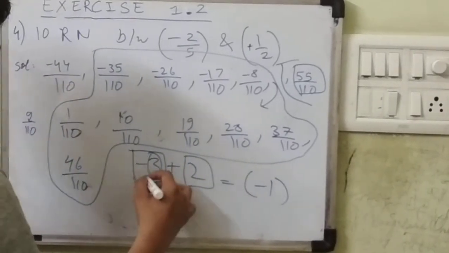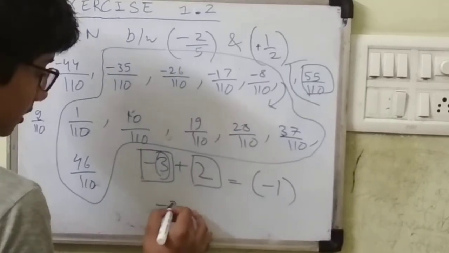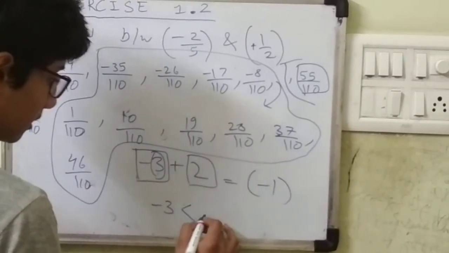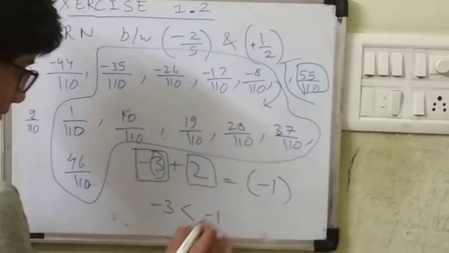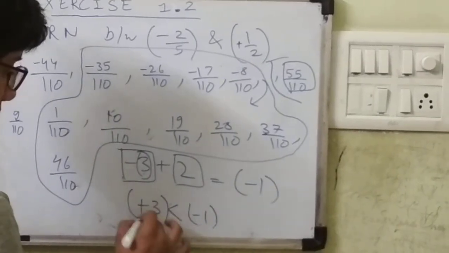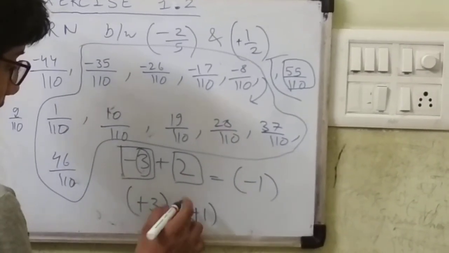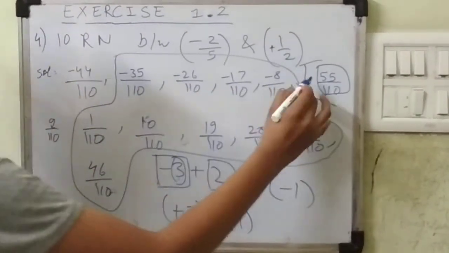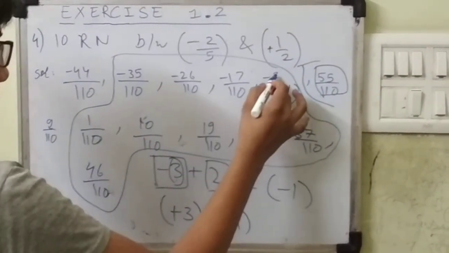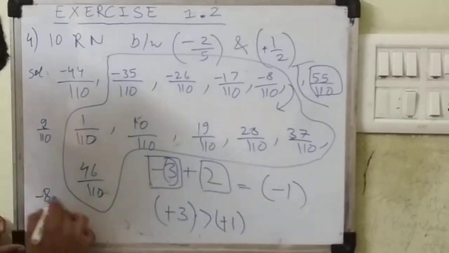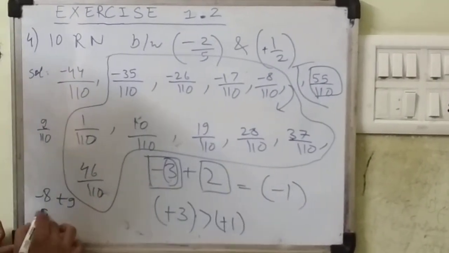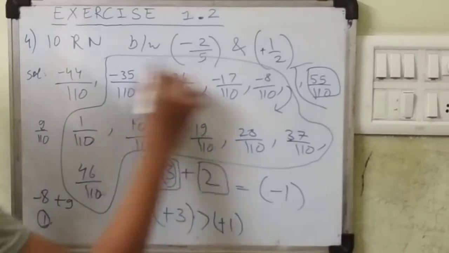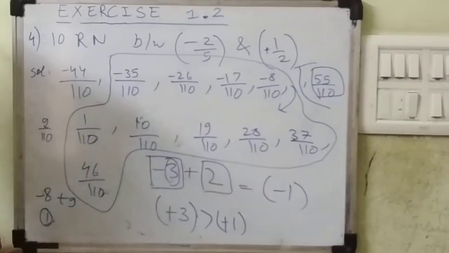number with greater value is lower, like minus 3 is less than minus 1. You know that. But if it is changed to positive, the inequality changes. You know very well. That is why you can see there is a downfall till minus 8, then minus 8 plus 9. Minus 8 plus 9 is what? 1. That is 1 by 110. These are all 10 rational numbers.